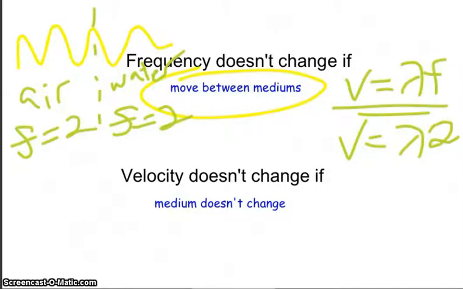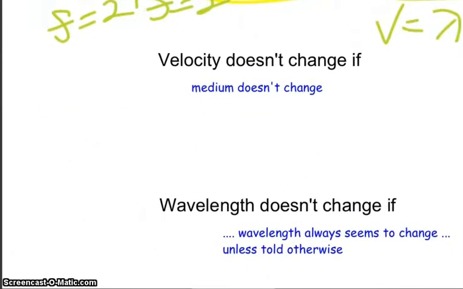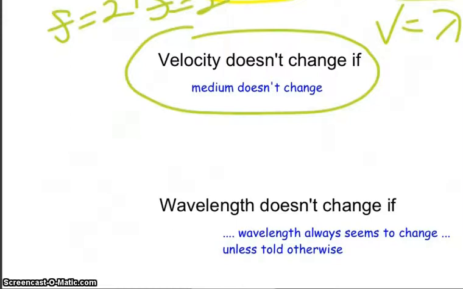Now, velocity doesn't change if your medium doesn't change. So you can do whatever you want to the wave. You can change its frequency, you can change its wavelength, you can change its period, you can do whatever you want. But as long as you're in the same medium, your velocity will be the same. You can travel from air into water, into helium, and back into air. As long as that air is at the same temperature, your wave will be traveling at the same velocity.